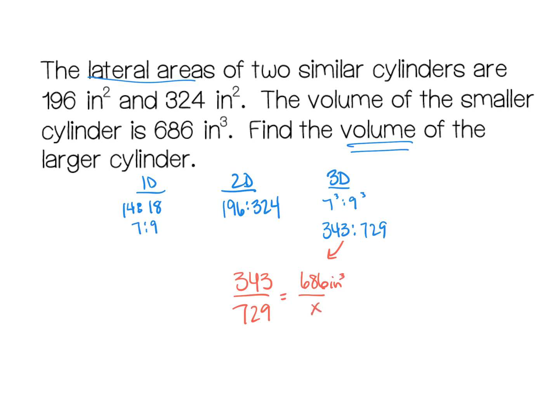So again, cross multiplication. And we should get x equals 1,458 cubic inches. So I started in 2 dimensions. I had to take it back to 1D so that I could find the 3-dimensional ratio. And then I set up my proportion.